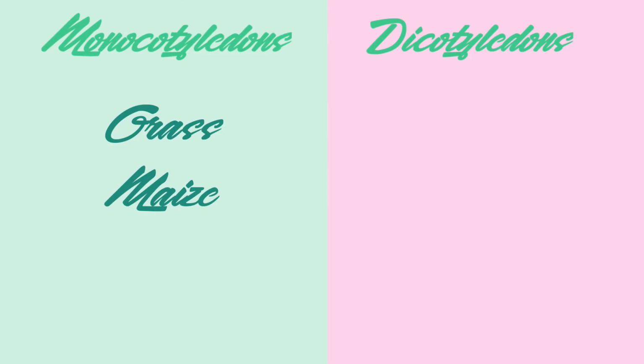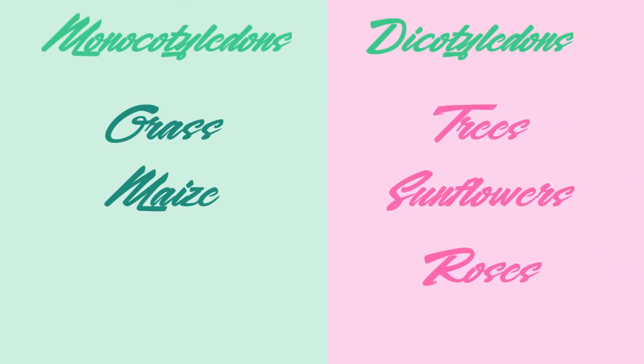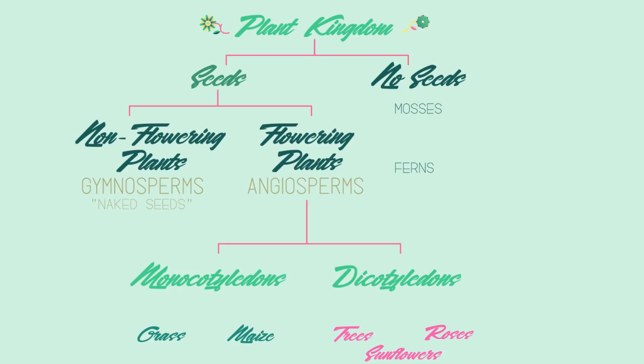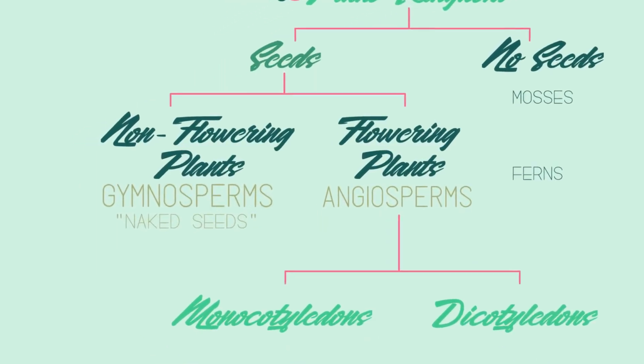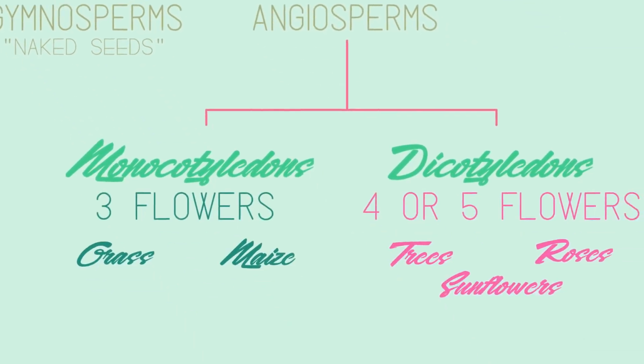Grass and maize are examples of monocots, whereas trees, sunflowers and roses are examples of dicots. So there we have some of the ways plants are classified. You need to remember that non-flowering plants are called gymnosperms and have naked seeds. And then flowering plants are called angiosperms, which can be separated into monocots and dicots.